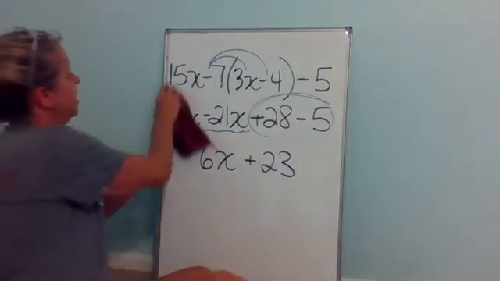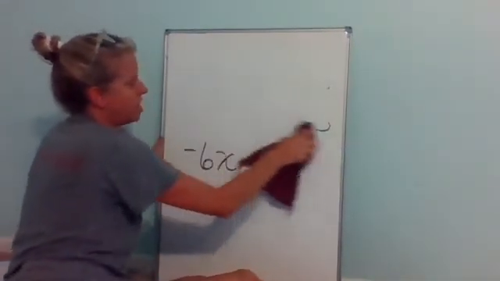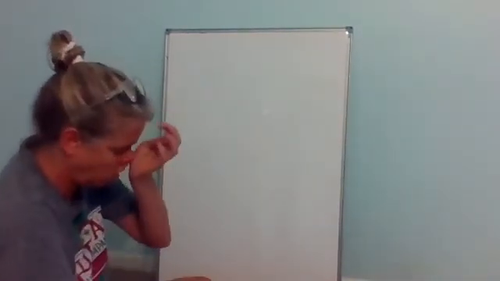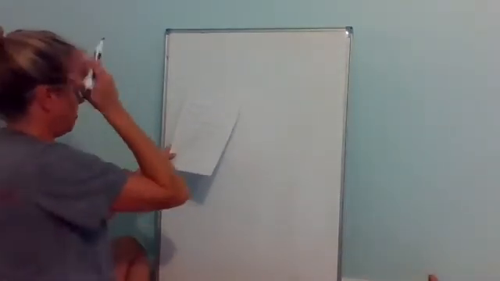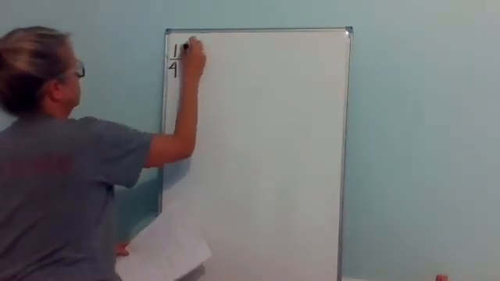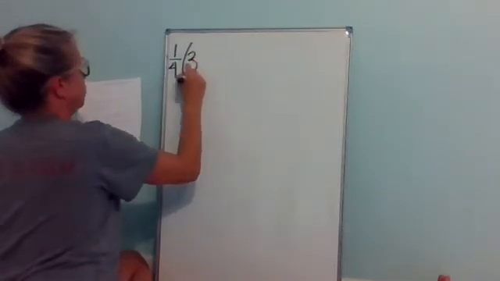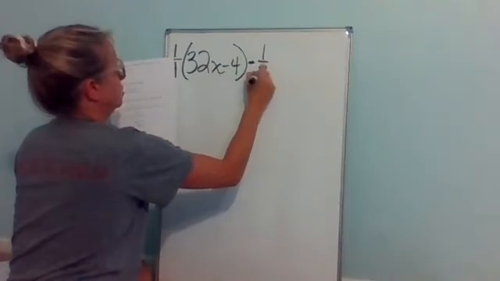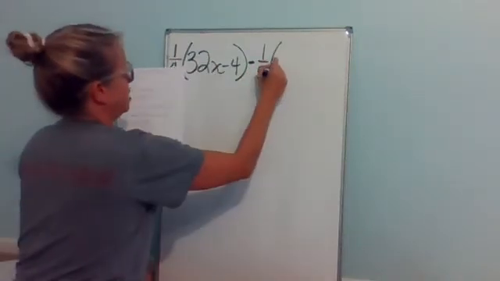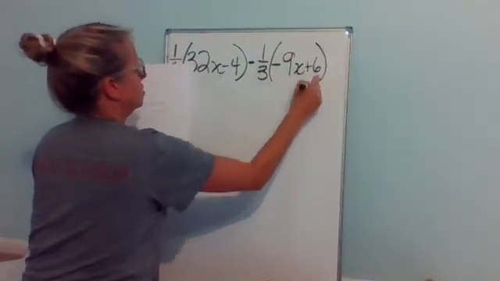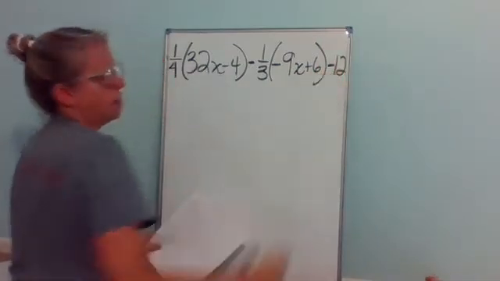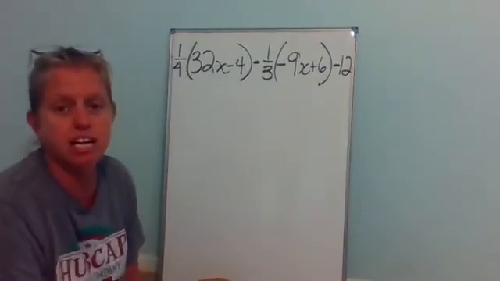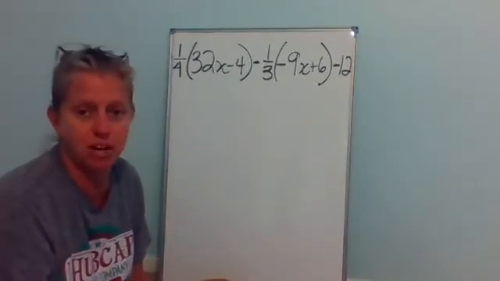All right, last one. This one has some fractions in it, but remember, we can use our calculator to do fraction work. Let's see, I've got 1/4 times 32x minus 4, close, minus 1/3 times negative 9x plus 6 minus 12. Oops. So a couple of things. I've got 2 parentheses that need to be removed before I can do anything else.